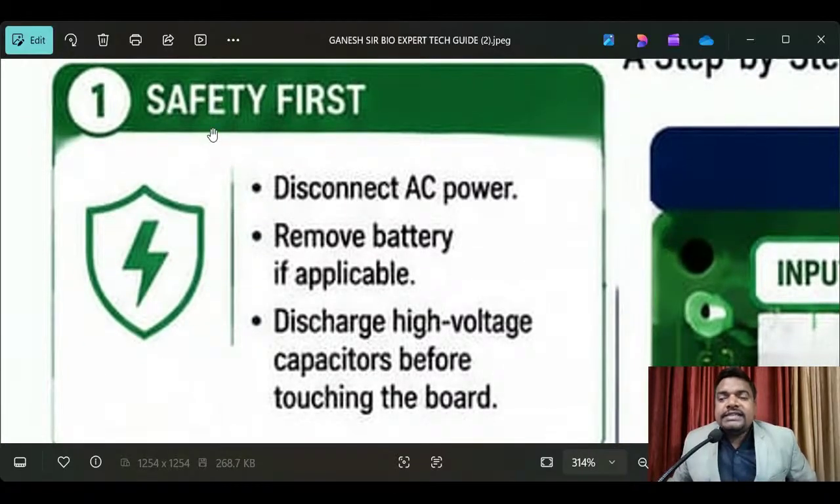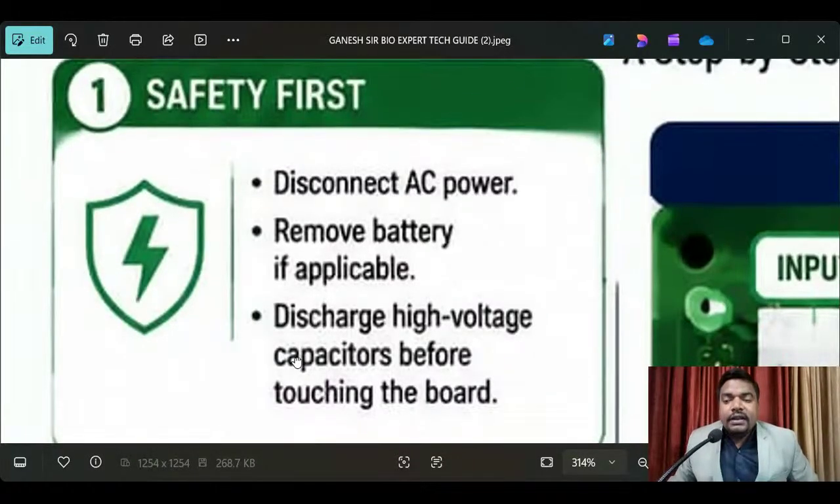Now see, safety first. What points need to be covered in safety first? Disconnect AC power and remove the battery if applicable. Discharge high voltage and capacitors before touching the board. Because this board has good conductivity, before touching it you have to remove all the connections. That's why safety first.